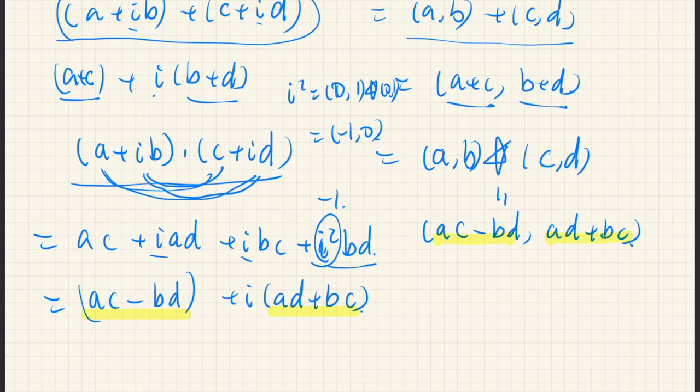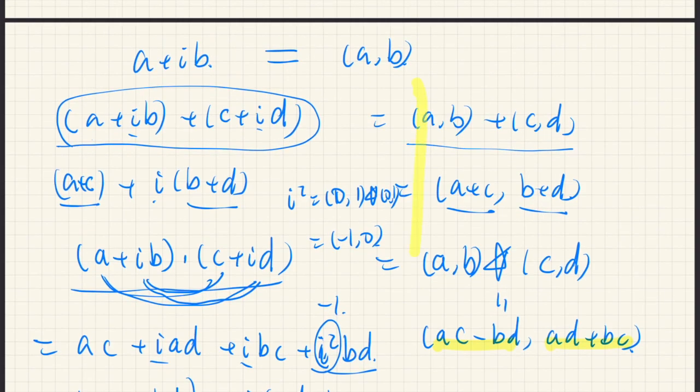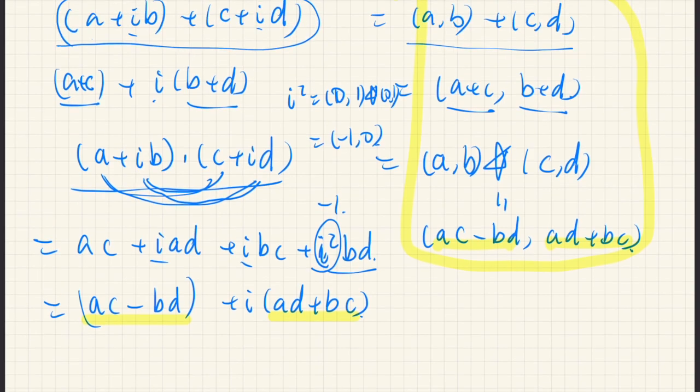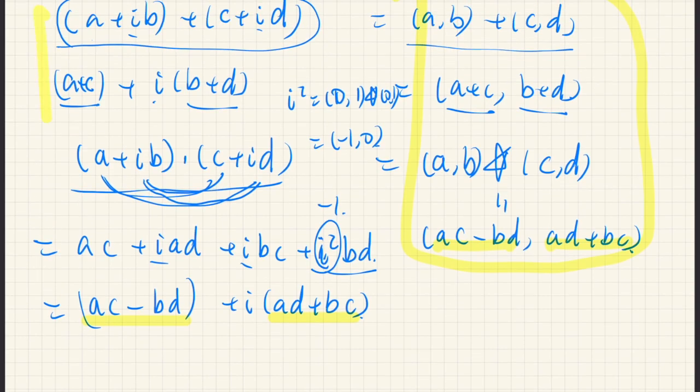So this seemingly complicated algebra is just the algebra of complex numbers as we know it. So we are done. So this is what complex numbers are.